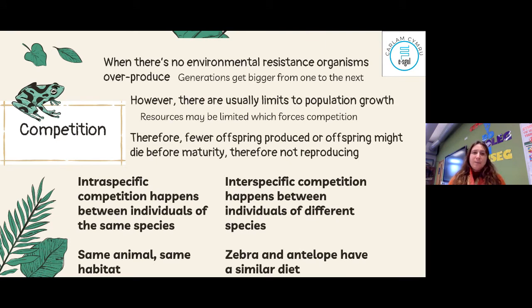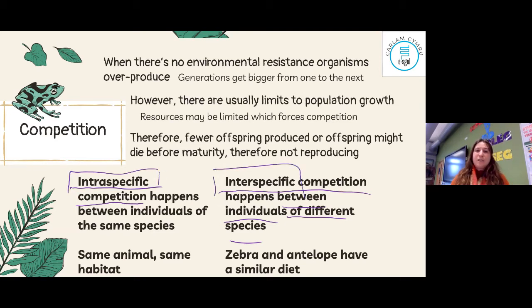You need to know about two types of competition. Now, you need to remember that intra-specific competition happens between individuals of the same species. So same animal, same habitat, for example. Inter-specific competition is between individuals of different species. So for example, a zebra and an antelope have inter-specific competition because they have a similar diet, so there will be competition between them to get food. You're going to have to find a way of remembering intra and inter-specific competition.